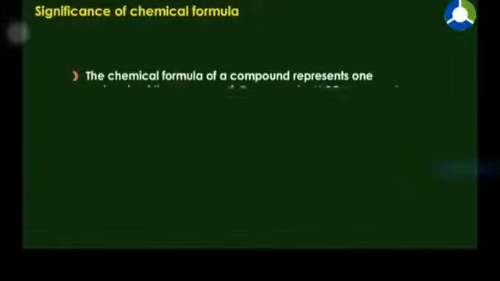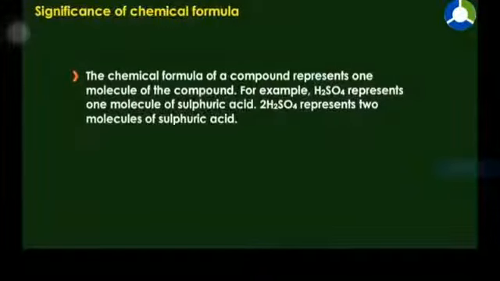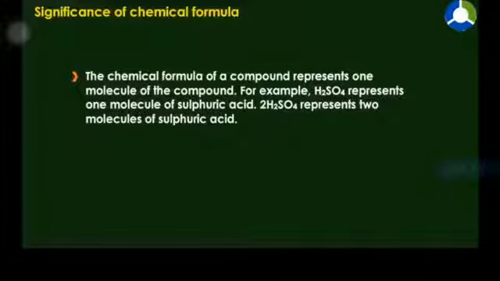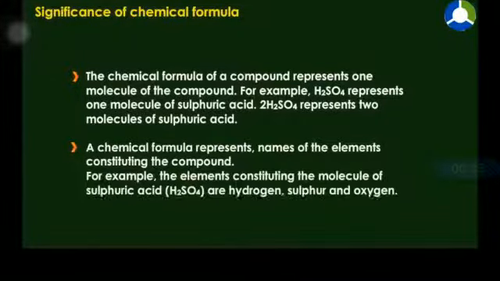The chemical formula of a compound represents one molecule of the compound. For example, H2SO4 represents one molecule of sulfuric acid. 2H2SO4 represents 2 molecules of sulfuric acid. A chemical formula represents names of the elements constituting the compound. For example, the elements constituting the molecule of sulfuric acid H2SO4 are hydrogen, sulfur and oxygen.